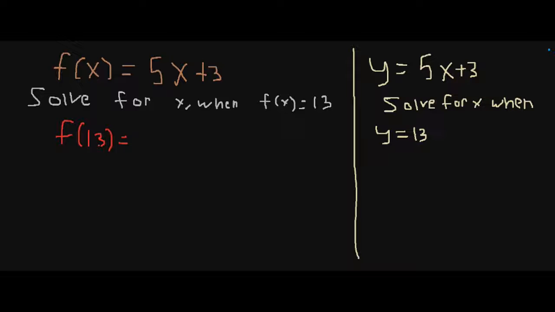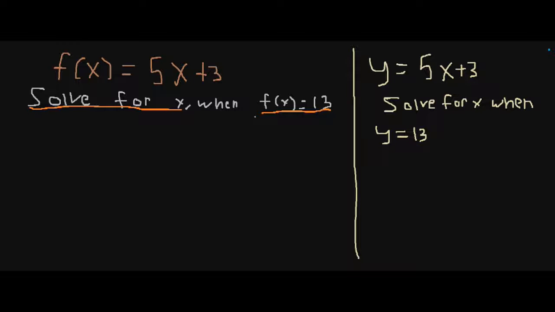That means that 13 is our input, so we're gonna plug that into wherever we see an x. In this case, it would be 5, and then we would plug 13 in, and then plus 3. That's only if I gave you a problem that said f of 13. In this case, I don't give you that. What I end up giving you is, I tell you f of x equals 5x plus 3, and what I want you to do is solve for x when f of x equals 13. Okay, do you notice the difference in the two questions that we had? I want you to solve for x when your output is 13.